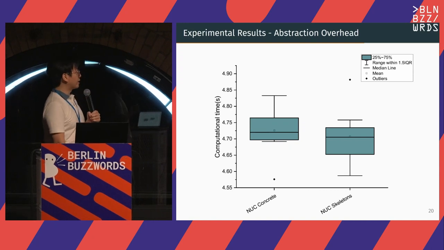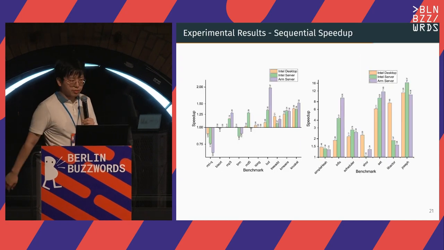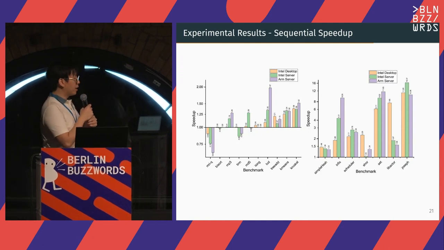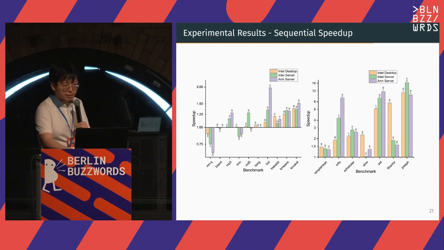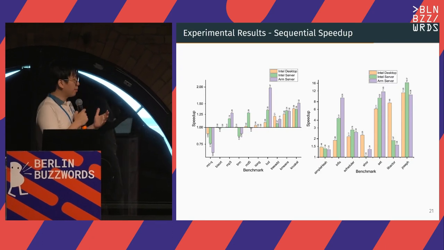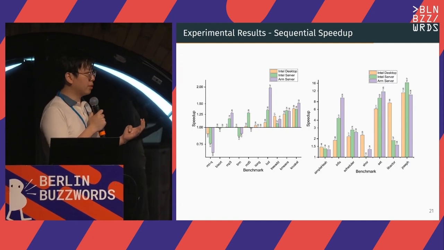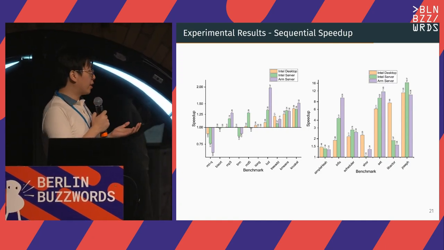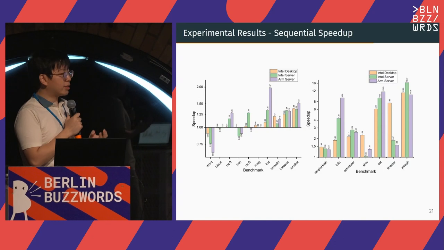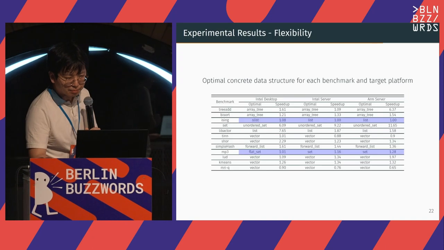So here are the experimental results for the overhead. You can see the overhead is very small. And here are the experimental results for the speed up for sequential settings. We can see most of the benchmarks have seen performance improvement, which suggests that by replacing only the data structure, which maybe was inappropriately used, with our declarative data collections, we can still gain some performance improvement.